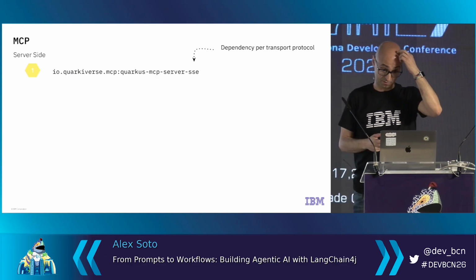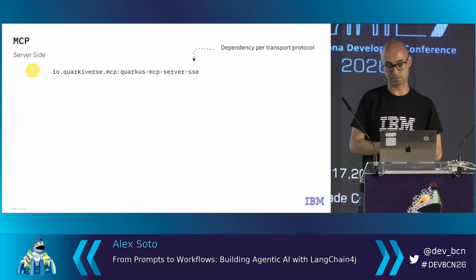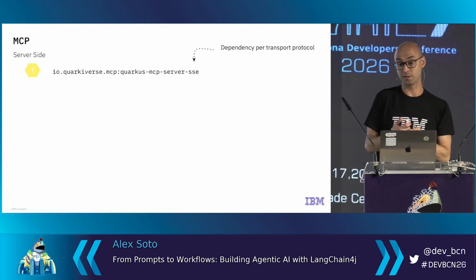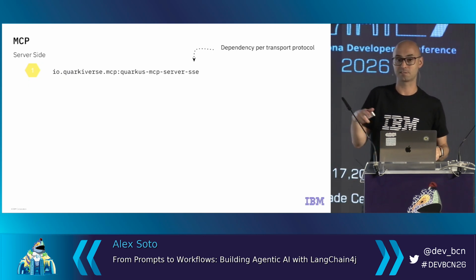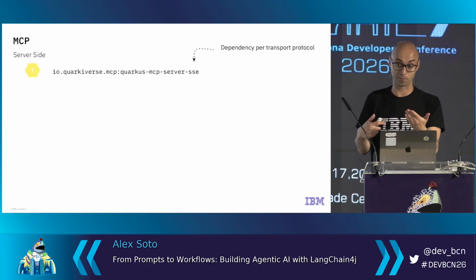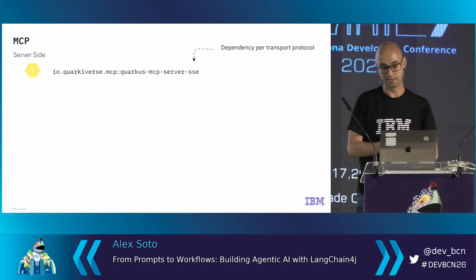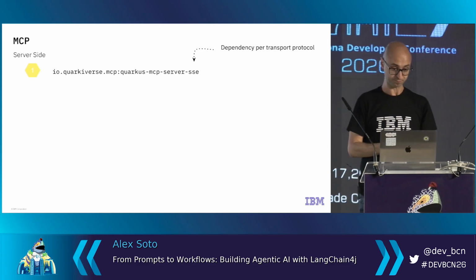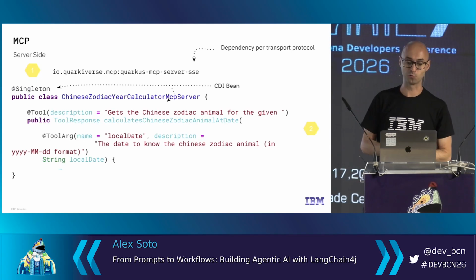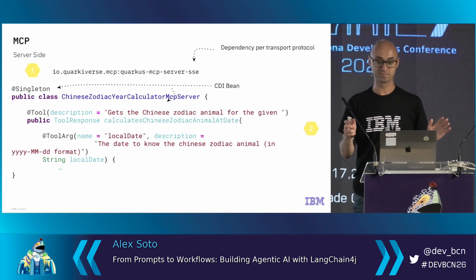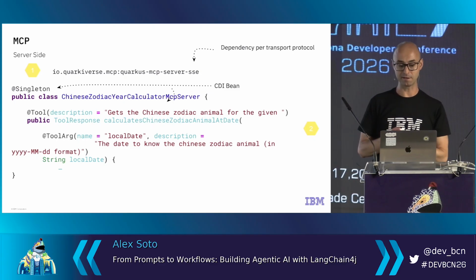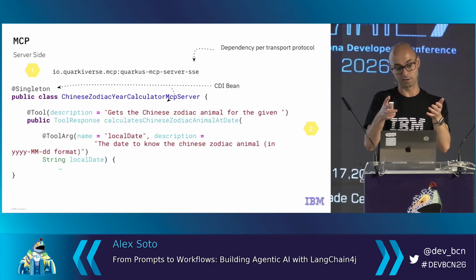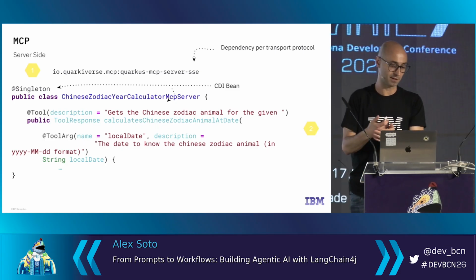Basically, in this case, I'm just creating an MCP server using the SSE transport protocol. If I want to use the STDIO transport protocol, then I just need to change the suffix from SSE to STDIO. Now, I only need to do this: just a class with a CDI bean. This is, of course, using Jakarta EE, in fact, okay?